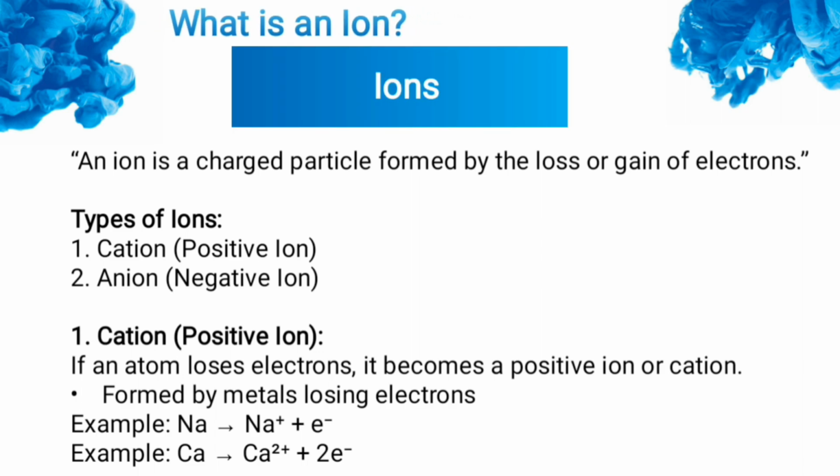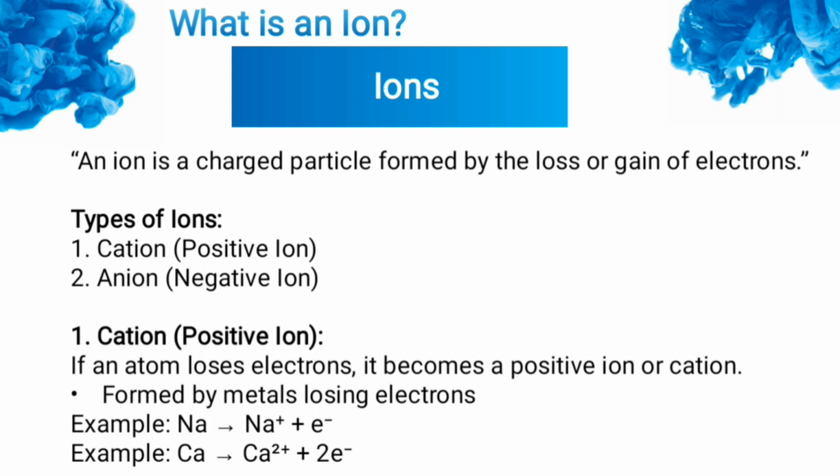So, what is an ion? An ion is a charged particle formed by the loss or gain of electrons. There are two types of ions. The first one is cations, which have positive charge and are also called positive ions, and the second one is anions, which have negative charge and are also called negative ions.